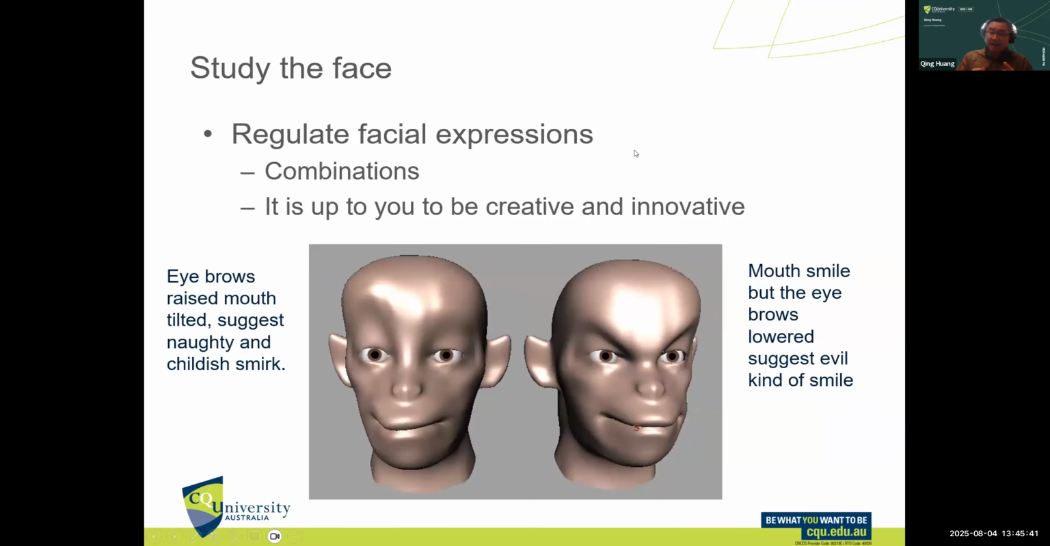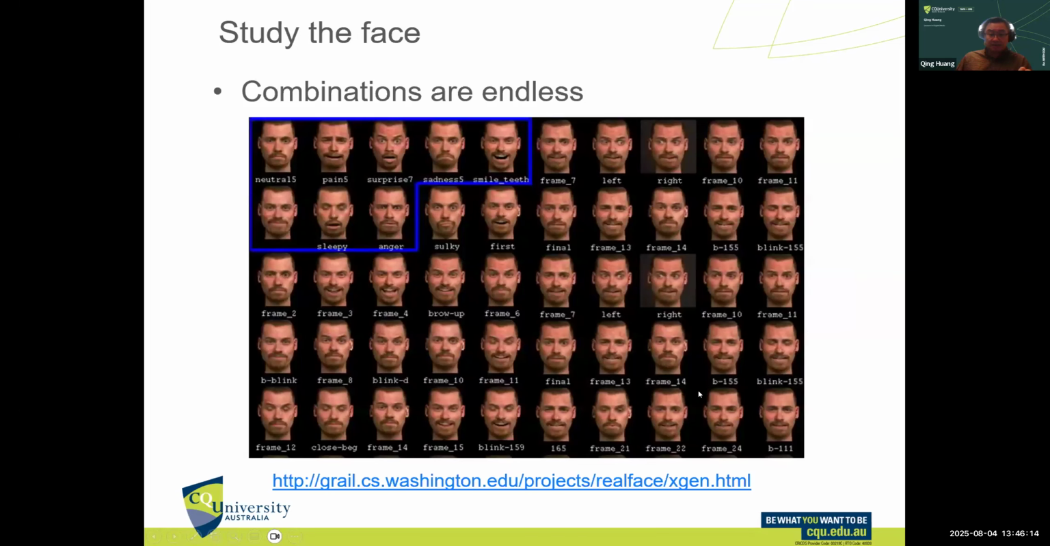So the combination is endless. You have to combine all those basic shapes. You are mixing the shapes to construct the facial expressions. It is up to you to be creative and innovative. To give you some examples, eyebrows raised and mouth tilted suggest a kind of naughty, childish smirk, whereas if the mouth smiles but the eyebrows are lowered, it suggests an evil kind of smile. All right, so the combination is endless.